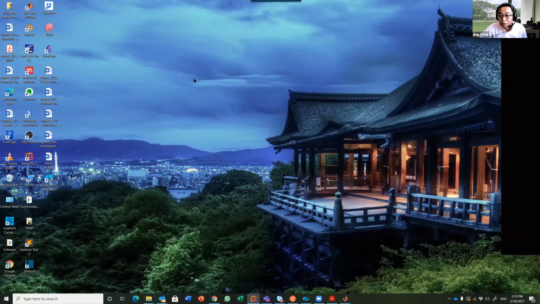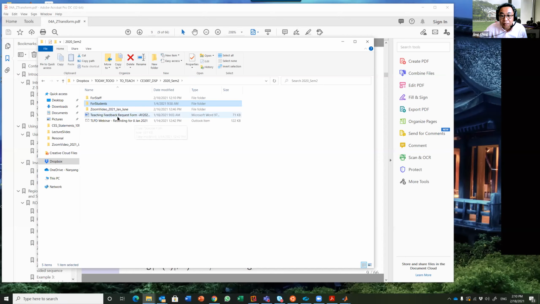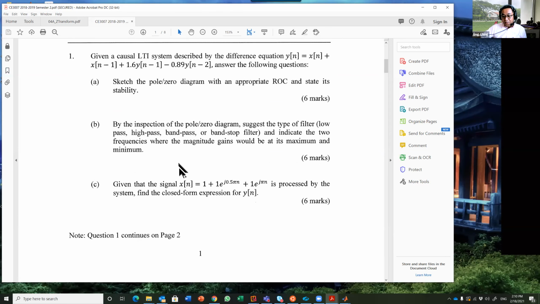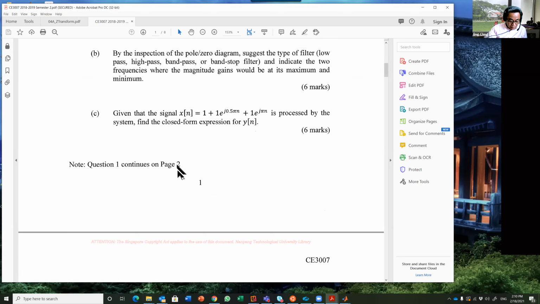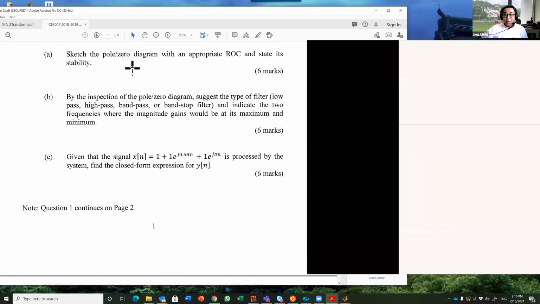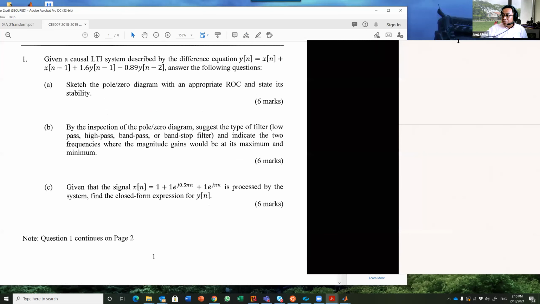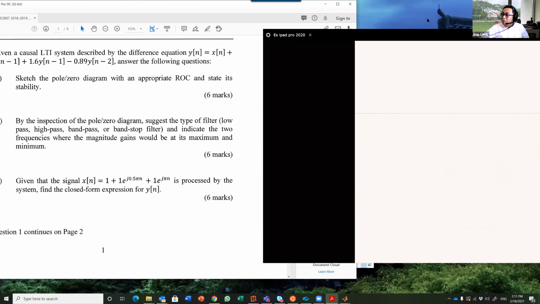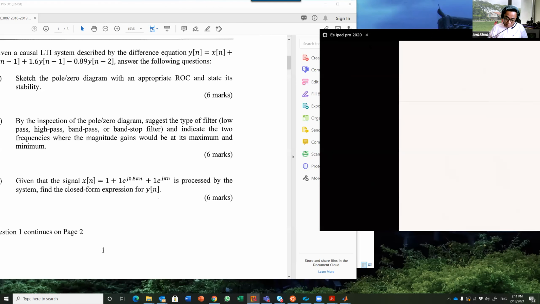So let's go to the exam question again. So this is the exam question, and we have done 1A and 1B. Okay, let's do 1C now. First, the filter has been described to us, an LTI system. And now x[n] is given to us, and we're asked, what is y[n]? In fact, this is almost exactly the same question as the lab.